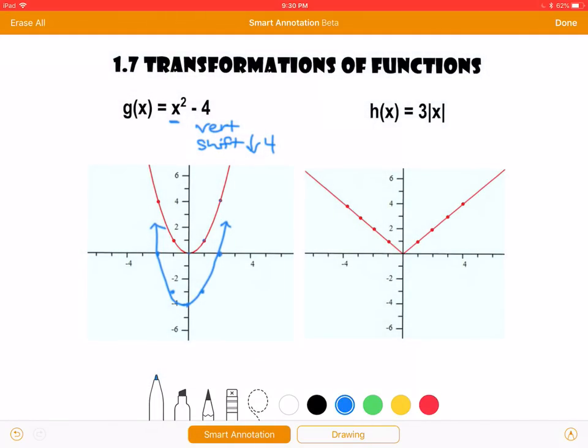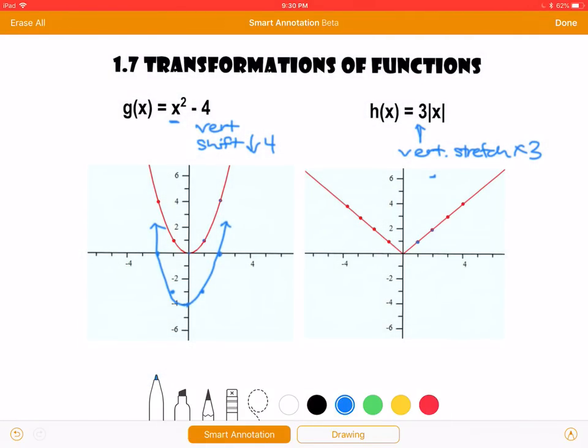Here we have another function where the 3 is on the outside of the parent function, on the outside of the absolute value. It's multiplied this time. Since it's on the outside, it's vertical. Since it's multiplied, it's going to be a stretch by a factor of 3. What that means is that each of these points, for example, this point that's up at 2, 2 times 3 is 6. So again, we're just doing vertical, only affecting the y values.